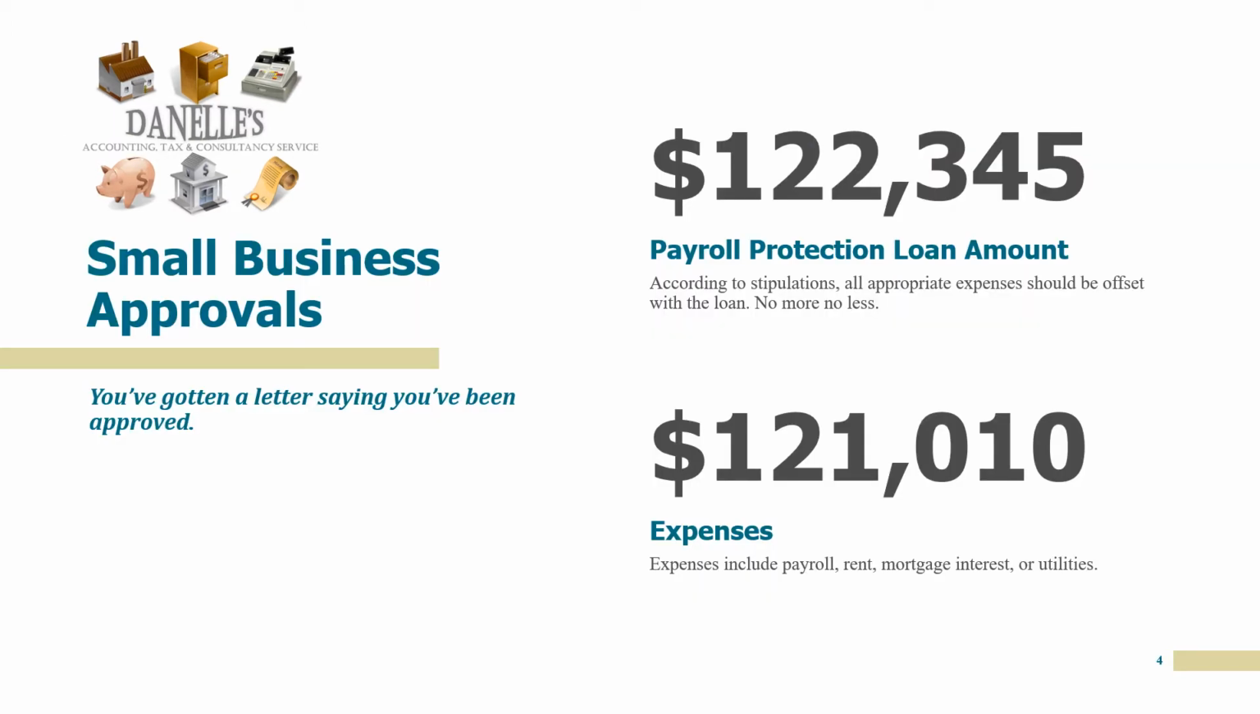This video is primarily targeted towards small businesses who have already been approved prior to funding being exhausted. So you've gotten your approval letter and it says, hey, you've been approved for XYZ dollars for payroll protection loan. In the example that I'm going to use for this video, we're going to say that this business got approved for $122,345, and they may have requested somewhere around $121,010 based on what they thought their expenses would be for the next 8 to 10 weeks.